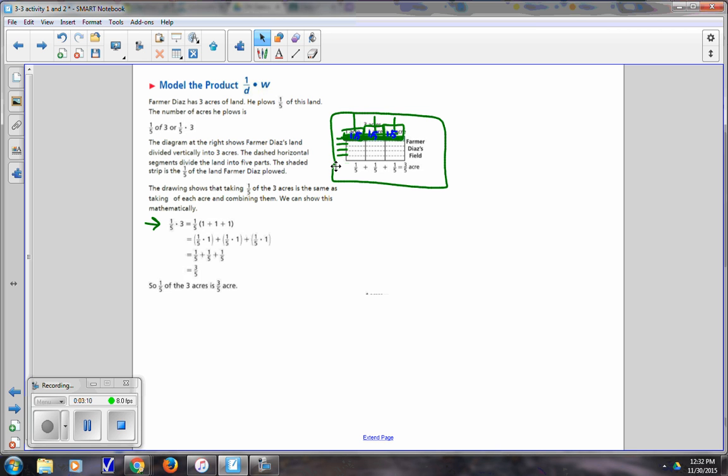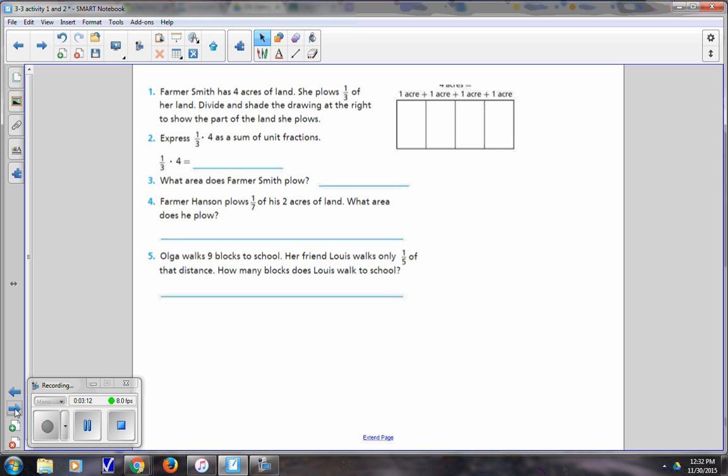All right, we're going to do another example, so don't get confused. Here we have Farmer Smith. He has 4 acres of land. Now he plows 1/3 of her land. Divide and shade the drawing at the right to show the part of the land she plows. So what we need to do is we need to divide each of those acres into 3 parts so that we're seeing the 1/3.